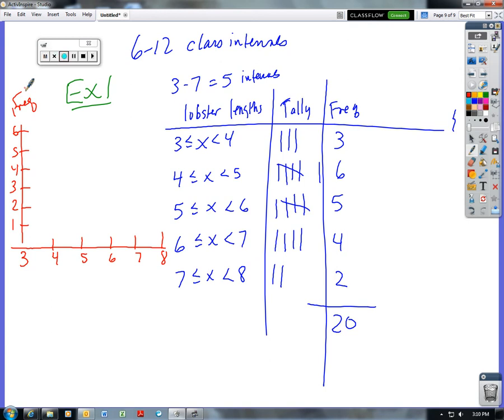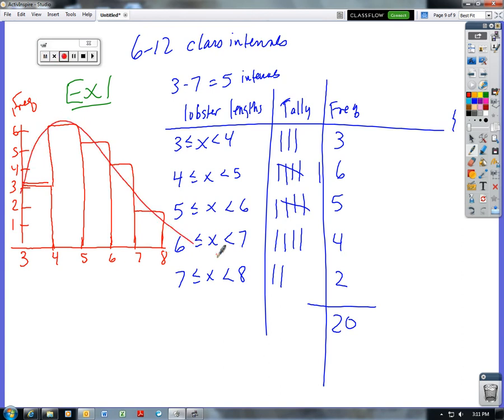From 3 to 4, we have 3 of them. Oh, my pen is really bad. 6, 5, 4, and 2. And they all touch. And you can see that it's positively skewed too, because it pretty much goes like that.